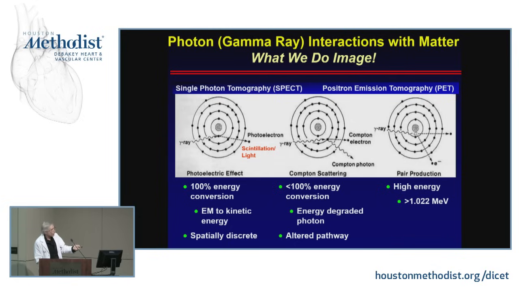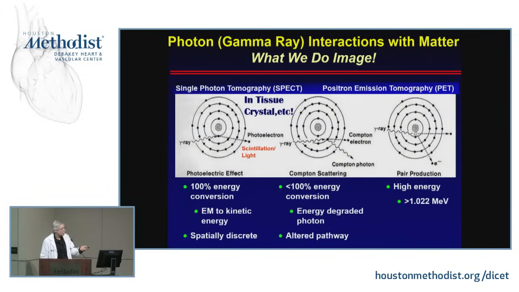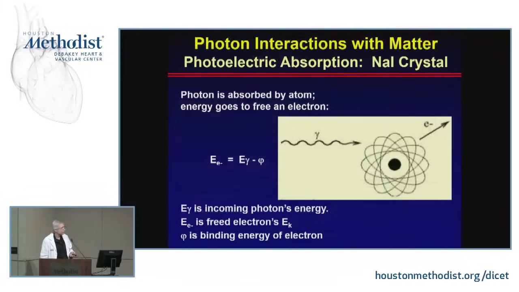And then we have high energy positron emission tomography, where we actually can develop pair production, and then we develop positrons, which are positively charged electrons, which then can interact with tissue and lead to annihilation, 511 keV energy, which is picked up by a detector. So this is in tissue and in crystals, and again, this is also in tissue, both of these other.